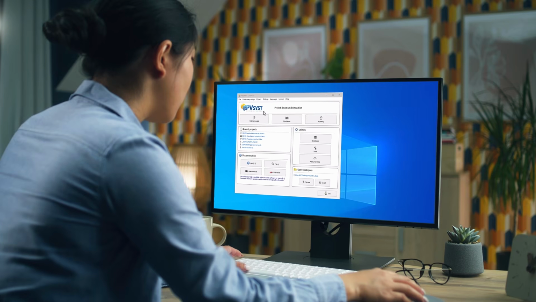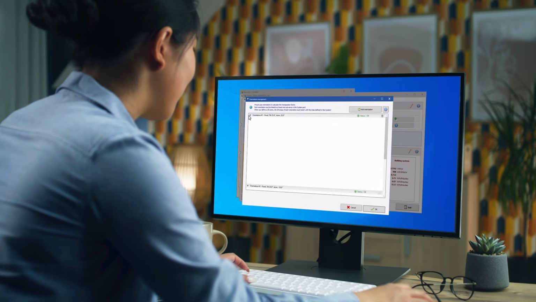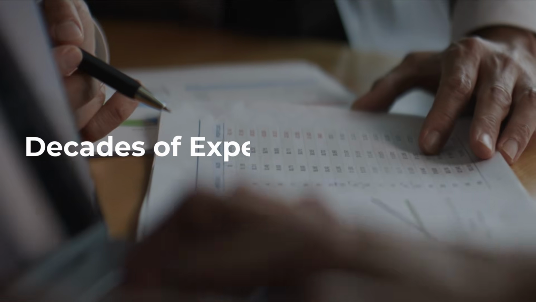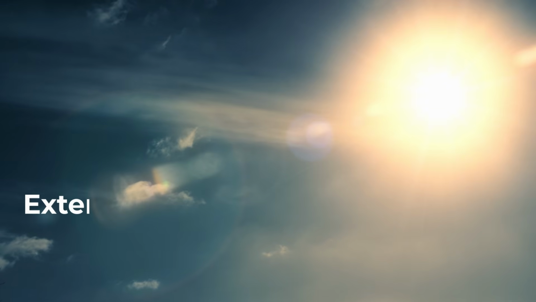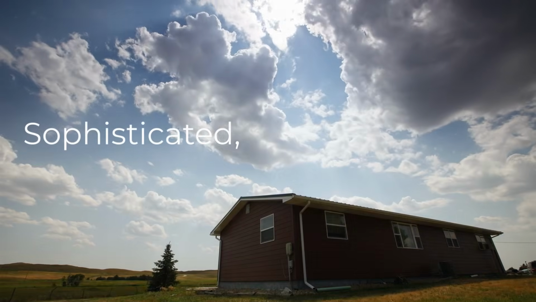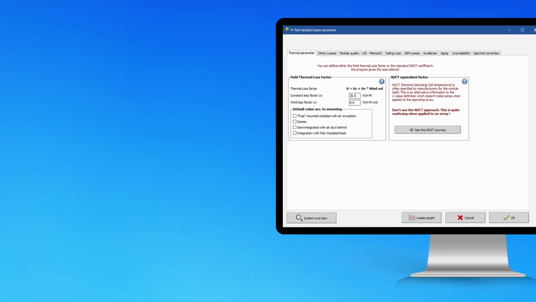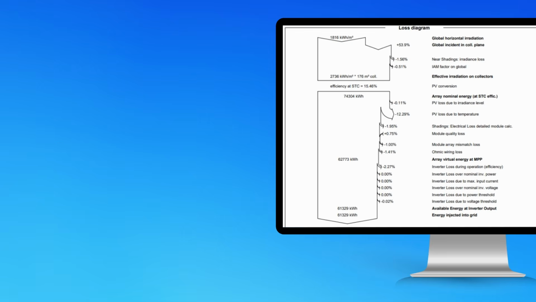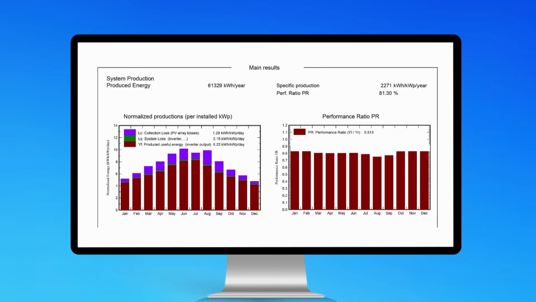PVsyst is a photovoltaic simulation software recognized worldwide for its comprehensive approach to modeling various types of PV installations. With detailed analysis capabilities, decades of experience and a rigorous scientific approach, PVsyst incorporates extensive meteorological data and vast libraries of components to develop sophisticated physical models. You have the possibility to conduct detailed loss analysis, aging and optimization, offering insight into potential system inefficiencies that ensures a thorough understanding of all factors impacting energy production.